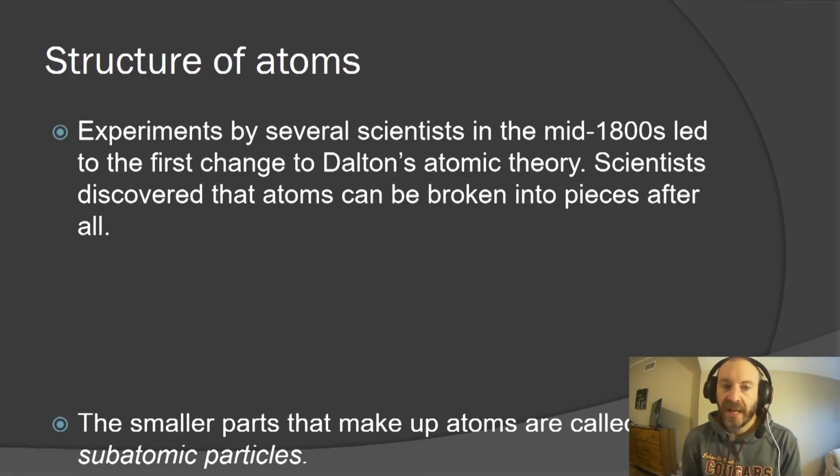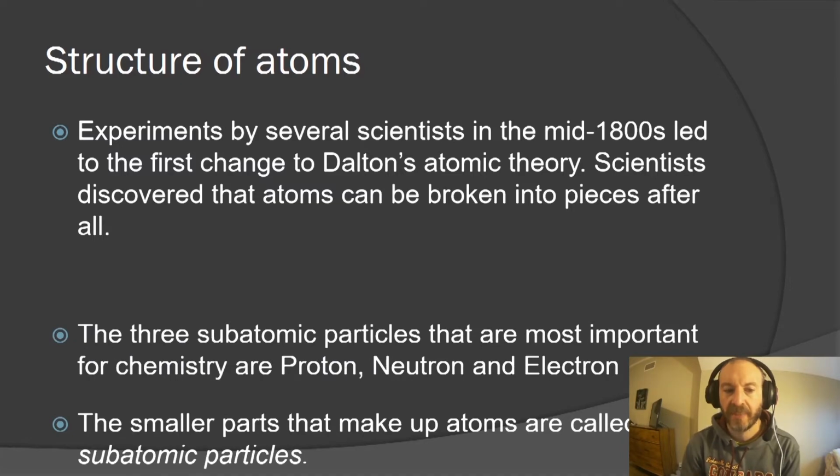Over time, just like any theory, more experiments lead us to refine the theory. In the mid 1800s, the first change to the atomic theory came when we found out that atoms could be broken down into pieces after all. We call those things subatomic particles. I don't know why it's at the bottom. And the three subatomic particles for this class are proton, neutron, electron.